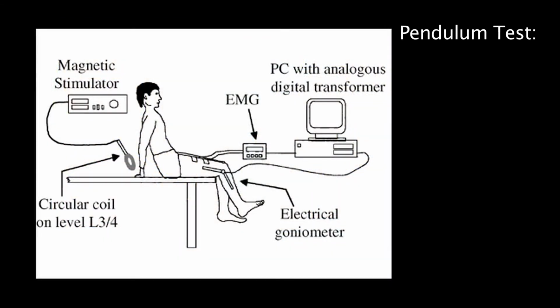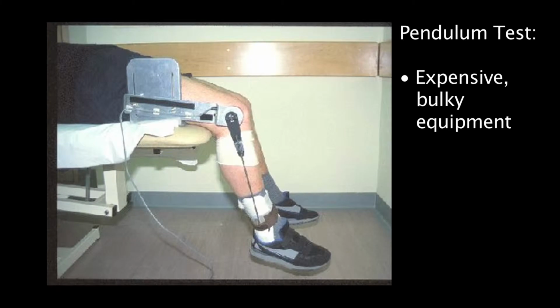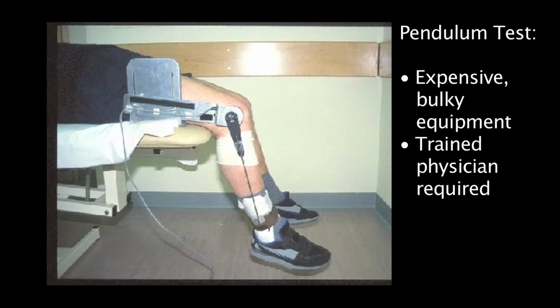The last method is the pendulum test, which requires a patient to lift their leg and release it, thus resulting in a swinging pendulum motion. Afterwards, the angle of the leg is measured using an electrogoniometer. This is also a widely used method. However, it is bulky, expensive, and requires a trained physician.